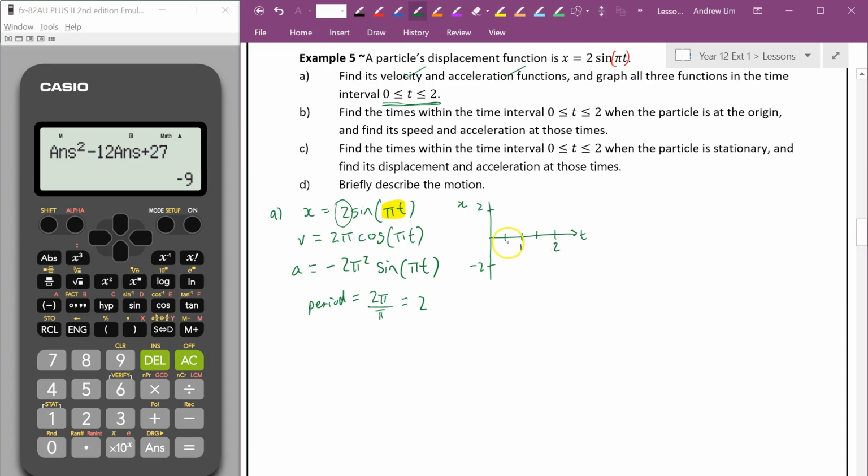Okay, so remember we always split each period into 4 equal parts because that's going to give us our graph. So we're going to graph this sine curve. So it's going to go from 0 to 2, back to 0, down to minus 2, back to 0. Okay, and that's our displacement graph. For our acceleration, sorry, not acceleration, velocity. Let's do velocity next.